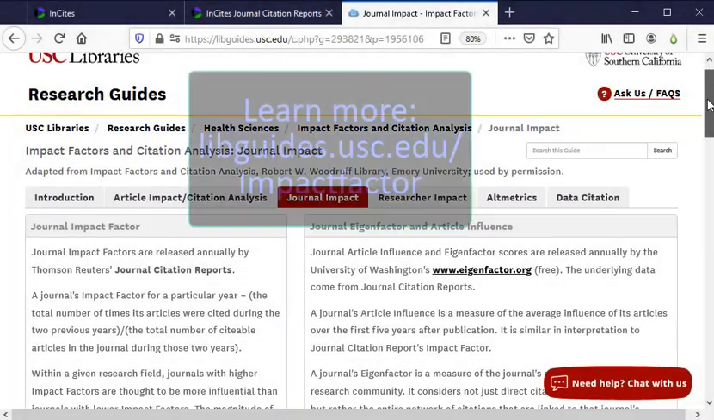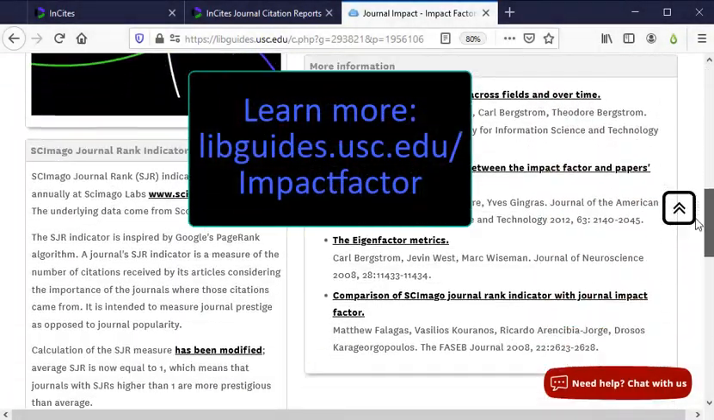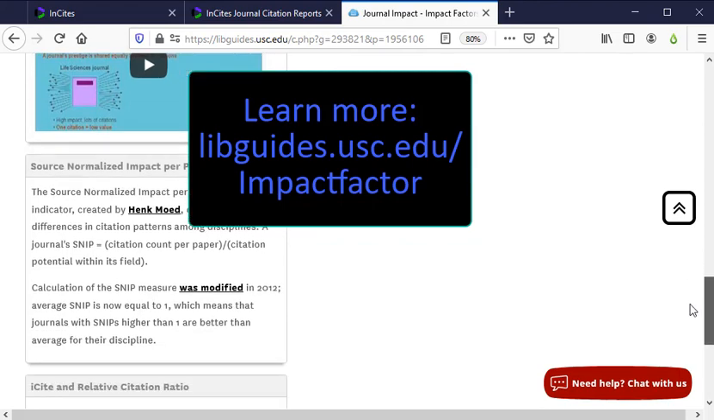If you cannot find an impact factor for a specific journal, there are other competing metrics you can use to assess the value and impact of scholarly work.